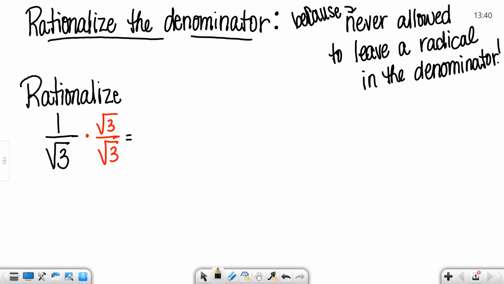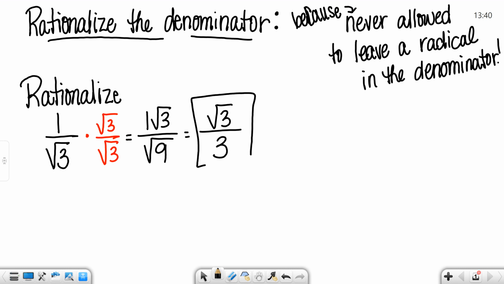All right, so let's do that. 1 times the square root of 3. The 1 would stay on the outside. Don't really need to see it sitting there. And square root of 3 times square root of 3 is the square root of 9. So I end up with the square root of 3 in the numerator, and the square root of 9 is 3. So that would be a rationalized denominator there.